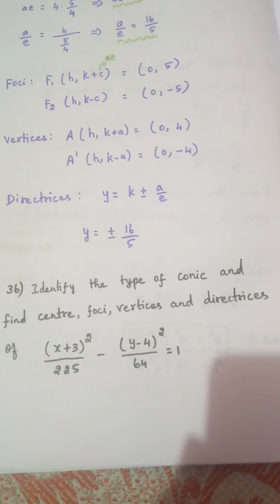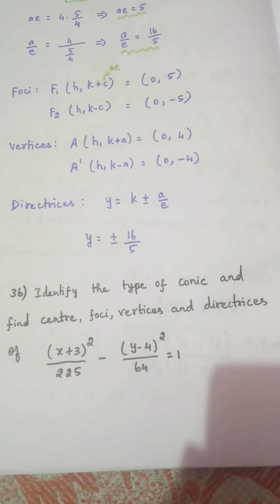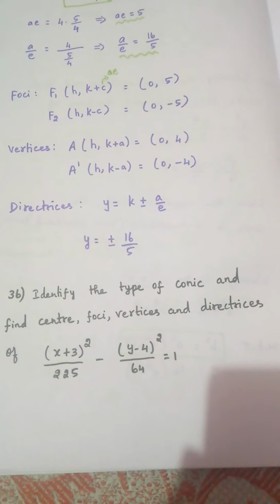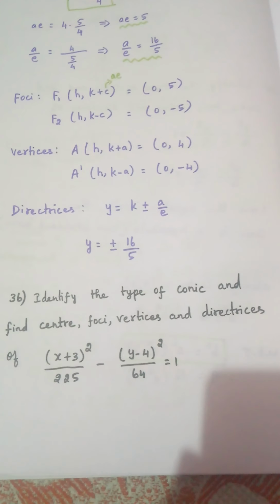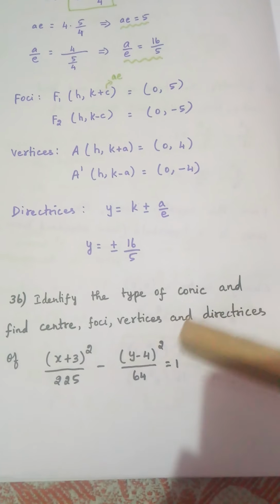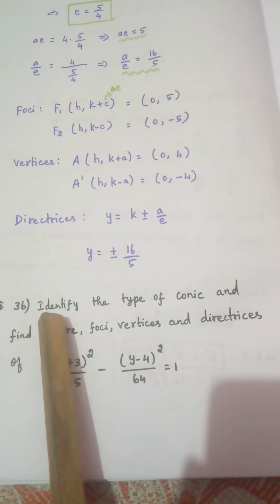We will continue with the next sum. Question number 36. Previous sum is 34, which means 35 will be given to you as homework. You know very well, after completing 34, you should do the 35th sum by yourself and then continue with this sum. Question number 36. Again, if you see, the question is the same.